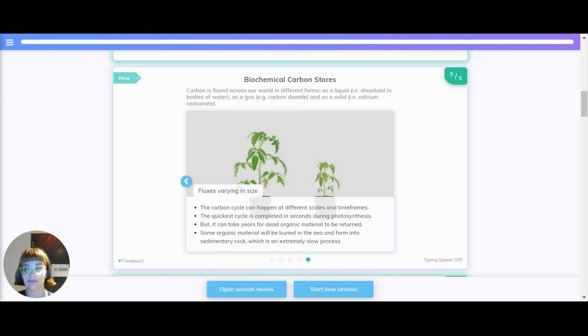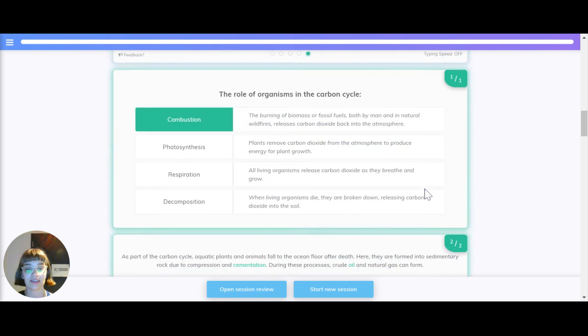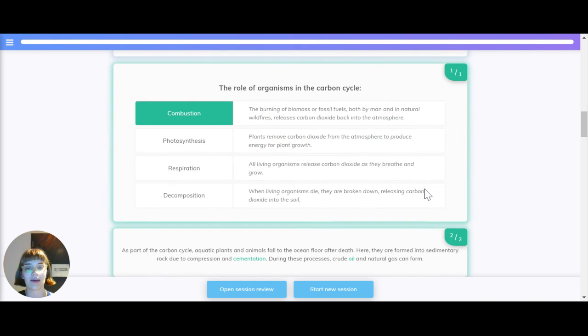Fluxes vary in size. The carbon cycle can happen at different scales and time frames. The quickest cycle is completed in seconds during photosynthesis, but it can take years for dead organic material to be returned. Some organic material will be buried in the sea and form sedimentary rock, which is an extremely slow process. Let's quickly recap all of that.